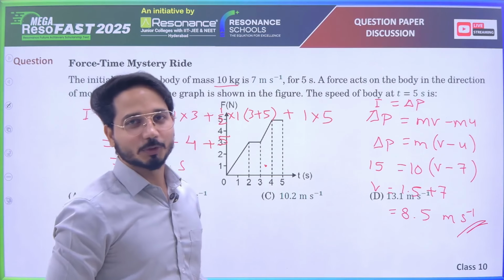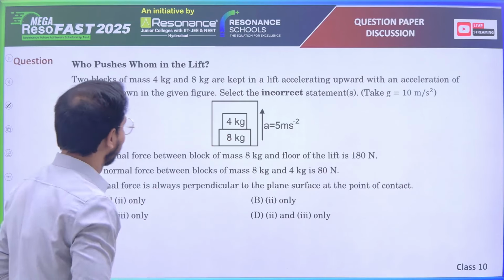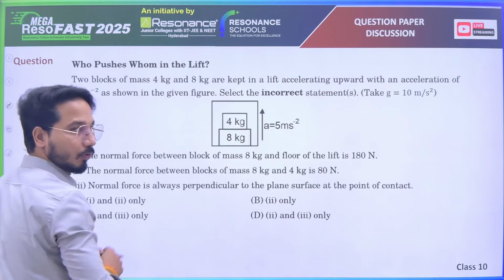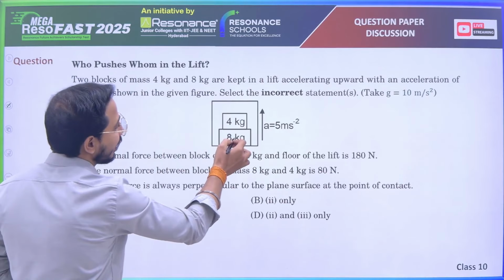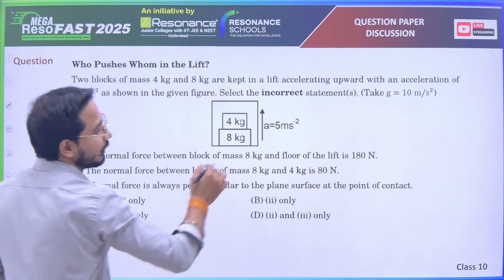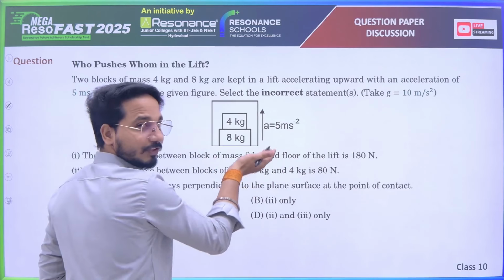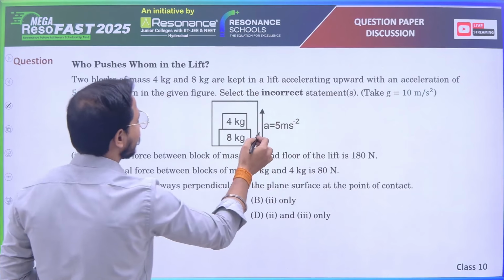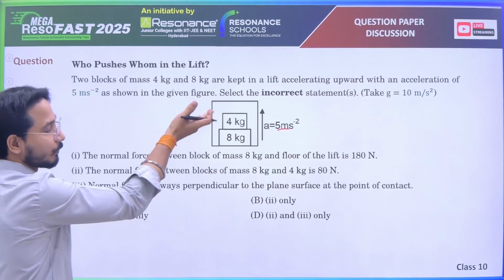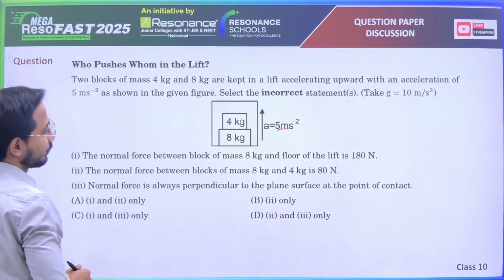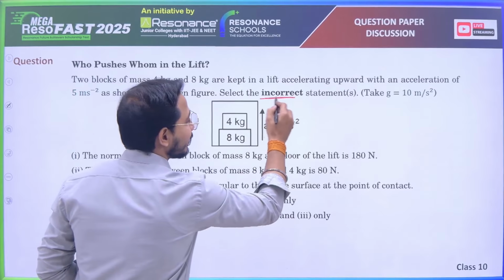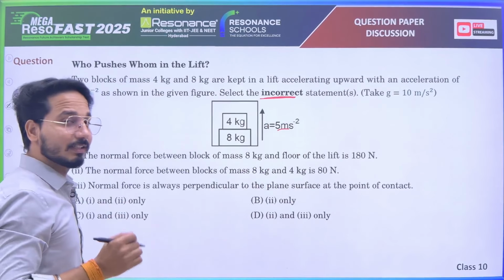Okay, next, proceeding to the next question. This question says that two blocks of mass 4 kg and 8 kg are kept in a lift. This lift is accelerating upward with an acceleration of 5 meter per second squared, as shown in the given figure. Select the incorrect statement. We have to select the incorrect statement.